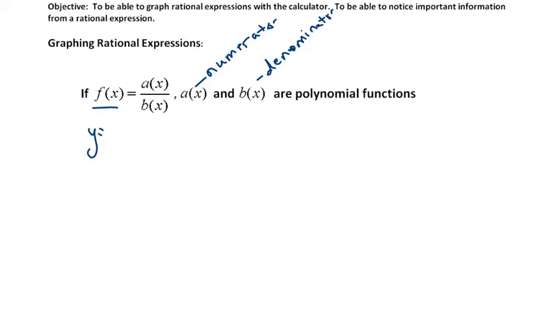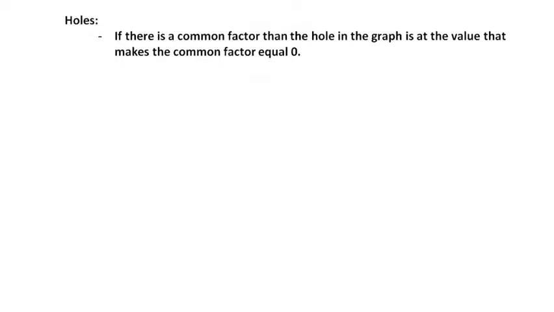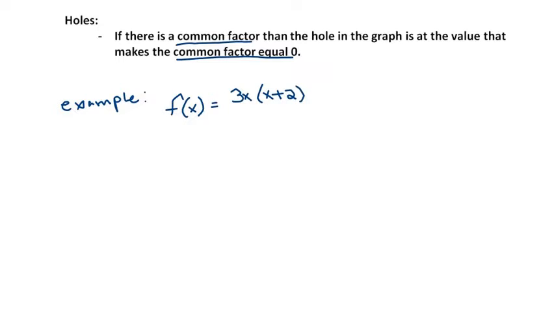Next. Alright, so there's going to be things that you have to look for, and the way this works is I would always start at the top of this list and work my way down. So in the case of holes, what you're actually looking for are common factors and what makes the common factor equal to 0. So in an example, if f of x is equal to 3x parentheses x plus 2 over x plus 2.